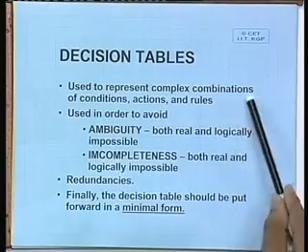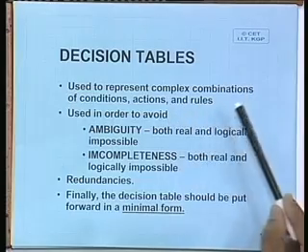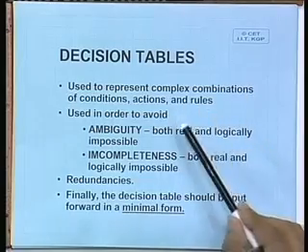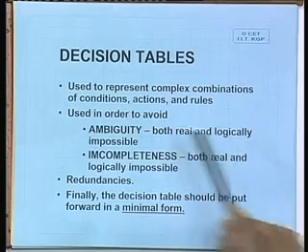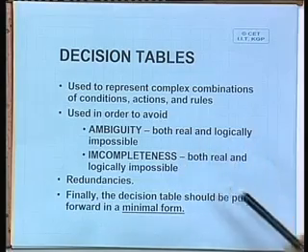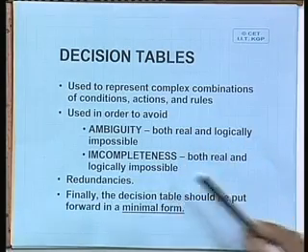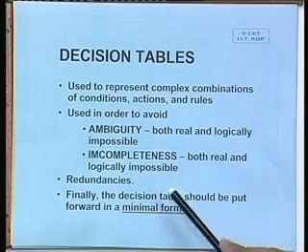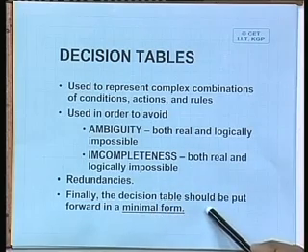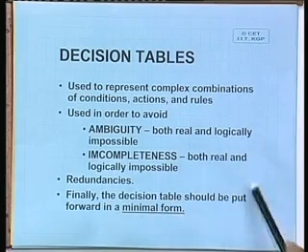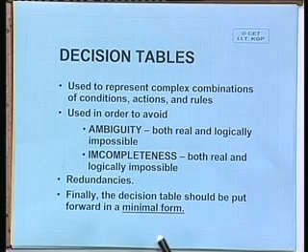Decision tables are used to represent complex combinations of conditions, actions and rules, in order to avoid ambiguity, both real and logically impossible, incompleteness, both real and logically impossible, redundancies, and finally the decision table should be put forward in a minimal form. So essentially there are three steps, let me tell you once again.